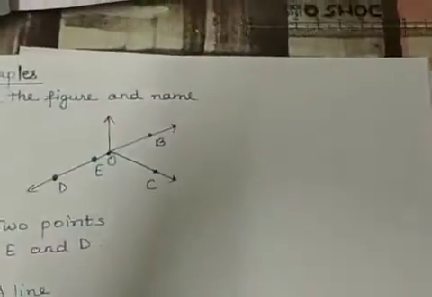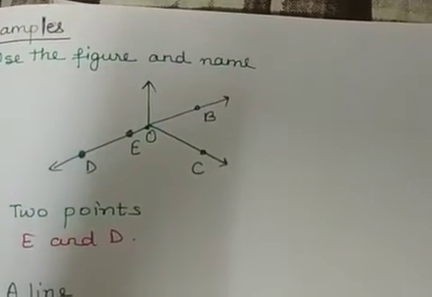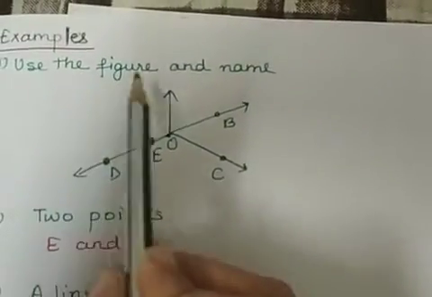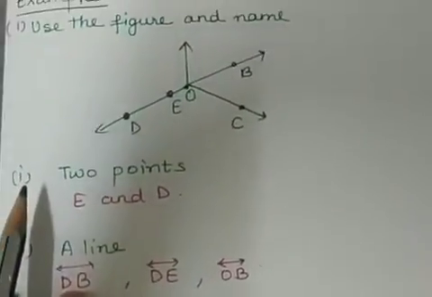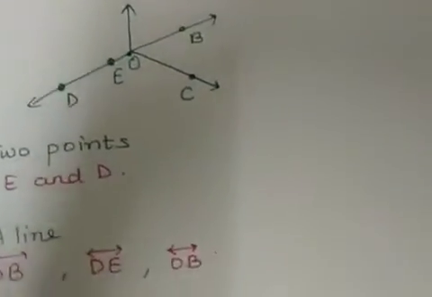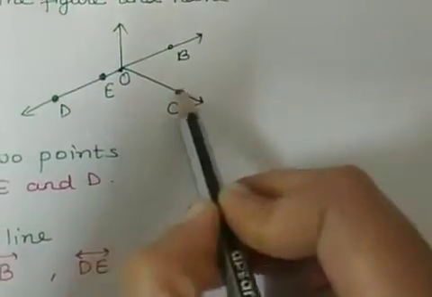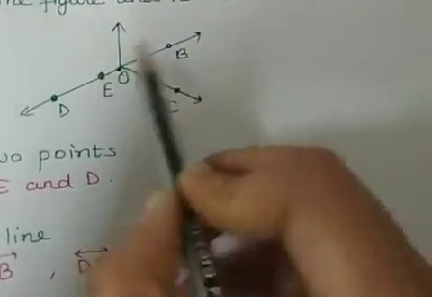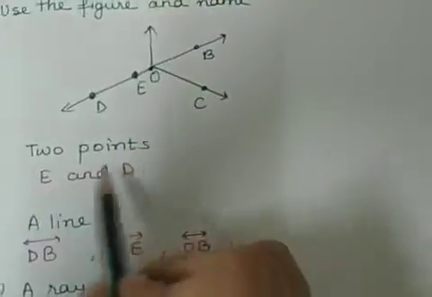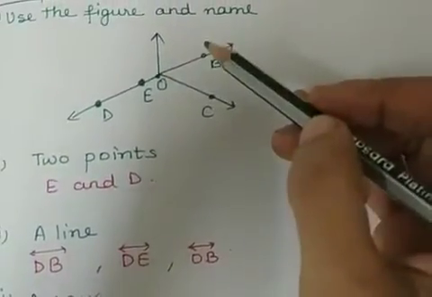So now let us see some examples based on the different types of geometric shapes or ideas that we just saw. Now use the figure given below and name. First you are asked to name 2 points. Now if you see, there are many points here, O, B, E, D, C, correct? So you can name any 2 points. It can be E and D, or you can take B and O, any point you can take.